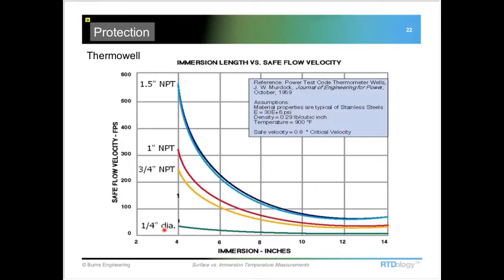If we have a 1/4 inch diameter sensor, and here it's a 4-inch immersion, our maximum safe flow velocity due to, in this case, wake frequency, is going to be about maybe 30 or 40 feet per second. And if we add that thermal well to this, similar to the one that we just showed, we're well over 200 feet per second. So it does make quite a big difference. And as you increase the length of the sensor, the maximum safe flow velocity is going to decrease.